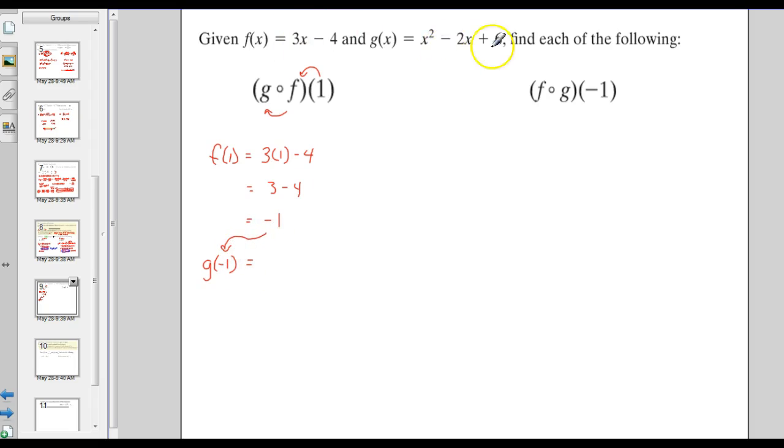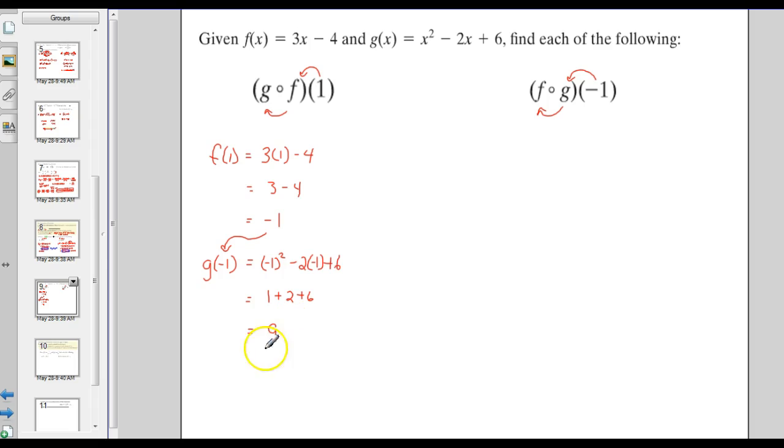Alright, if I plug negative 1 into g, I square negative 1, I subtract 2 times negative 1, and then I add 6. I'm just doing what g says to do, but to negative 1. Negative 1 squared is positive 1. Negative times a negative is a positive 2. So 1 plus 2 is 3. Plus 6 is 9.